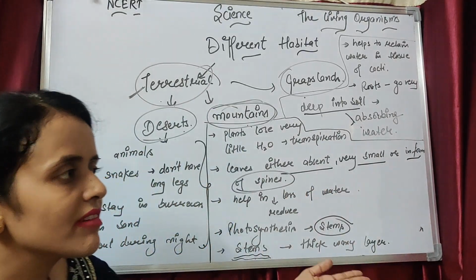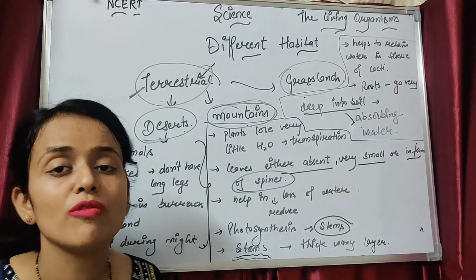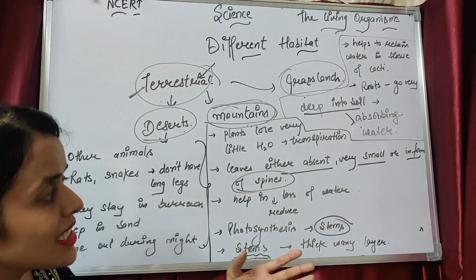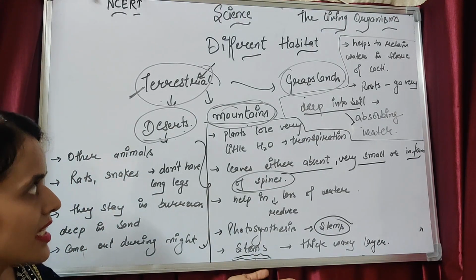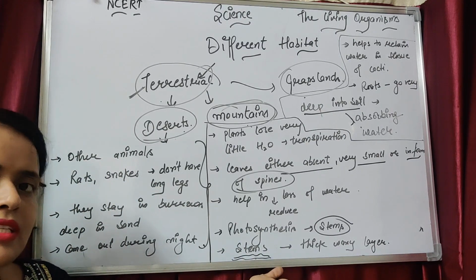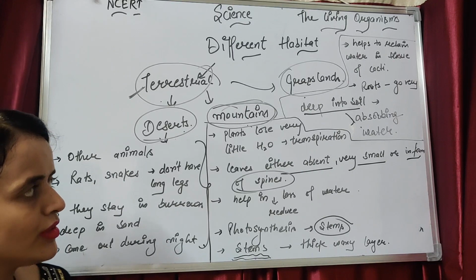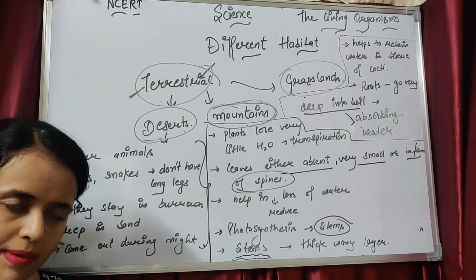And this waxy layer will help to retain water in the tissue of the cacti, and roots go very deep into the soil for absorbing the water. So these are the efforts plants and animals make to survive in the desert habitat, and by adapting to this, they will live long there in their habitat. Clear to all of you? Is there any doubt? If you have any doubt, you can ask in the comment section.